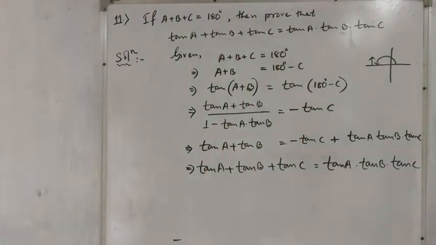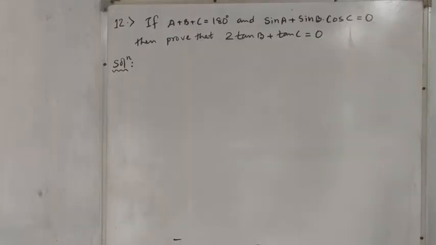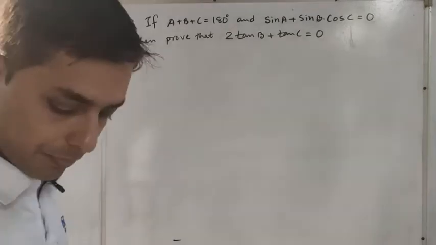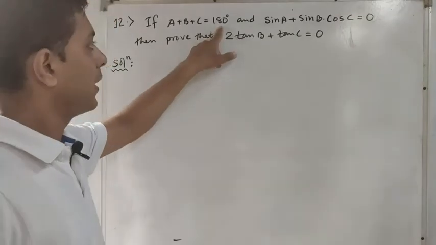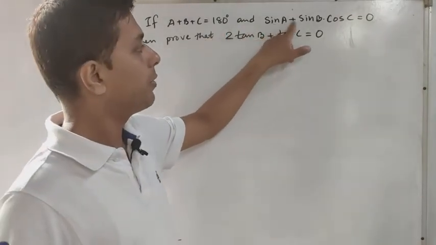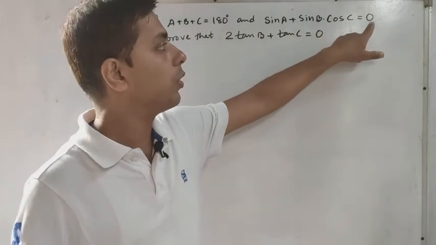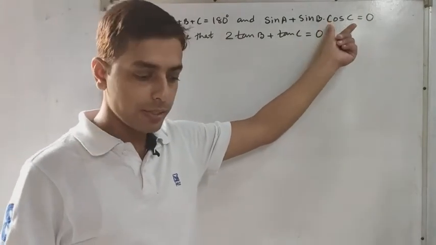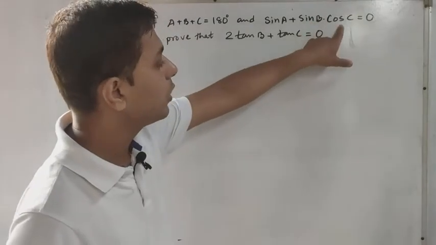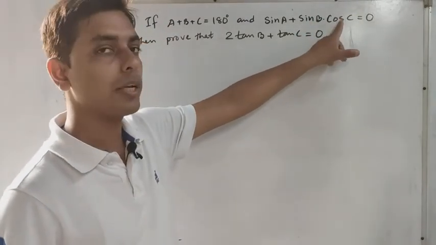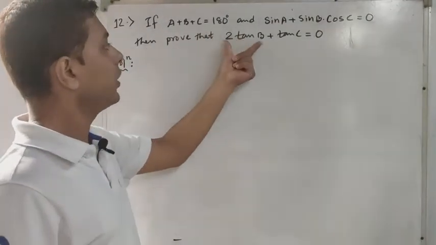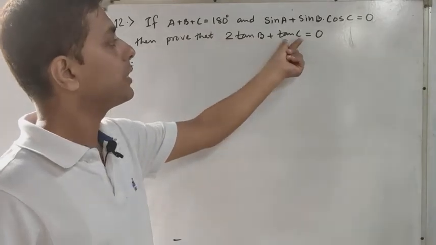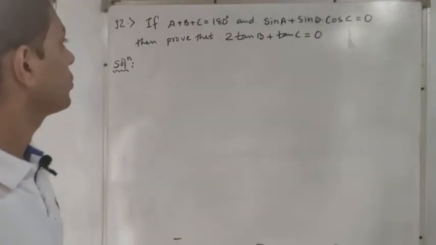After this, question number 12 we are going to solve. Now let's see, this is a very interesting one. Given that A plus B plus C is equal to 180 degree, and one more clue is given, that is sine A plus sine B into cos C is equal to 0. In some books it is written as sine B into sine C, it will be cos C; if it is sine C written in the textbook, you just change it to cos C. Then you are asked to prove that 2 times tan B plus tan C is equal to 0. That is the question, a very interesting one.